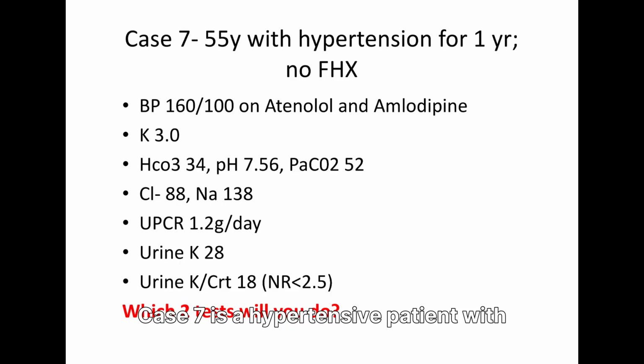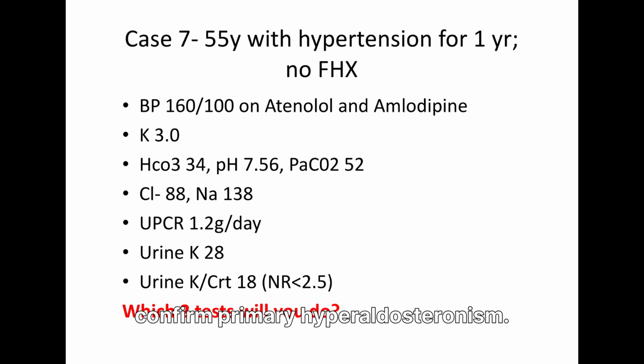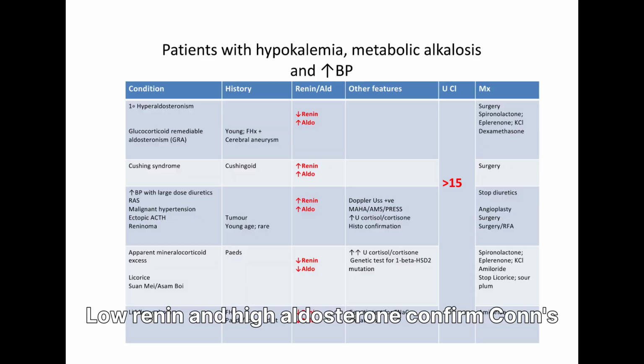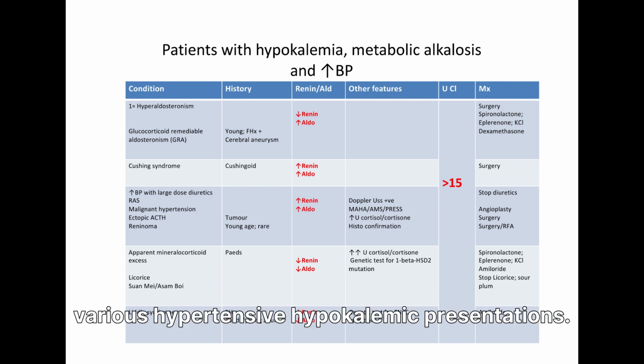Case 7 is a hypertensive patient with low potassium. Evaluating the renin-aldosterone axis is mandatory to confirm primary hyperaldosteronism. Low renin and high aldosterone confirm Conn's syndrome. Use this roadmap to differentiate between the various hypertensive hypokalemic presentations.